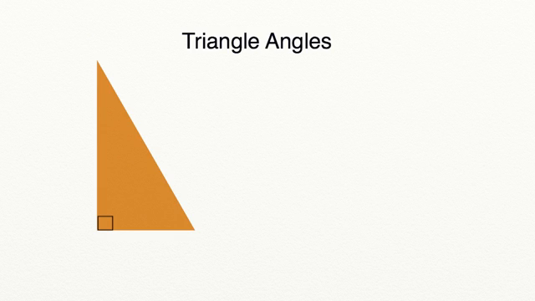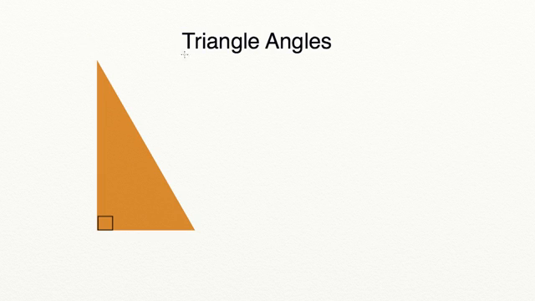Welcome to today's lesson on triangle angles. Today I'm going to teach you how to find the missing angle on a triangle. Let's begin. When searching for the missing angle on a triangle, it's all about adding up each of the three angles to equal 180 degrees.